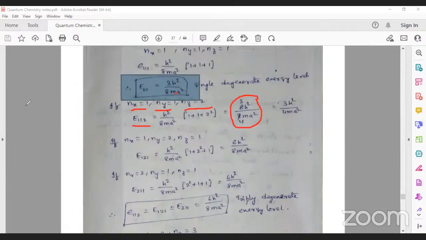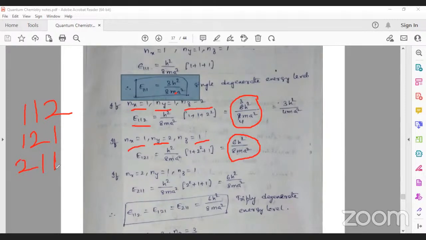So that is when 1, 1, 2. Or we can interchange these values: 1, 2, 1, or 1, 2, 1. Nx is equal to 1, Ny is equal to 2, Nz is equal to 1. Even at that time we can get the same solution, meaning the same energy. Or one more will be there, that is 2, 1, 1.